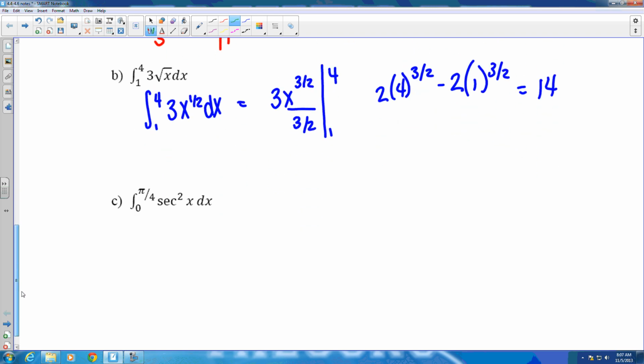Part c is the integral from 0 to pi over 4 of secant squared. The integral of secant squared is tangent, and we're evaluating that from 0 to pi over 4. So tangent of pi over 4 minus tangent of 0, and that is 1.